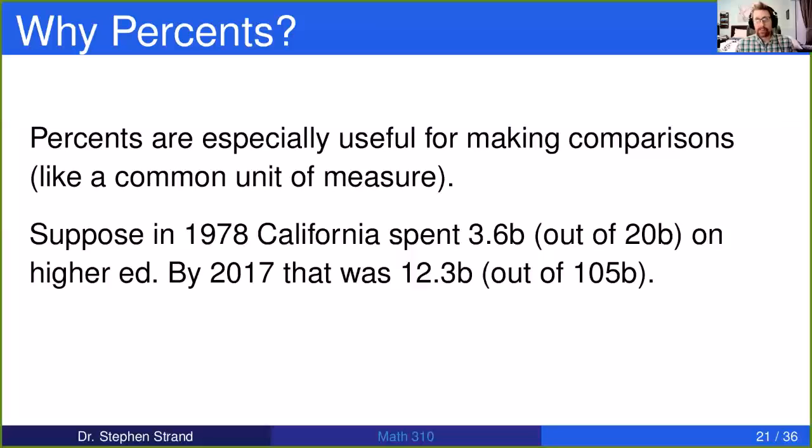For instance, in 1978, the dollar was not worth nearly as much. So the value of the dollar has changed since then. Percents give us a way to compare spending money over these drastically different times. So if we want to compare them, let's look at them as percents and see what that tells us.